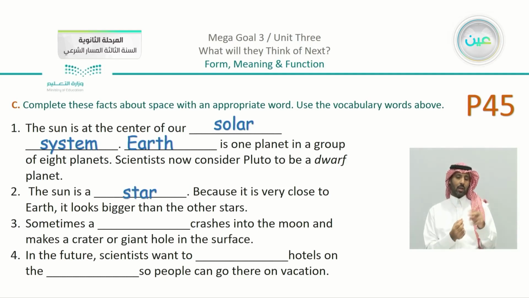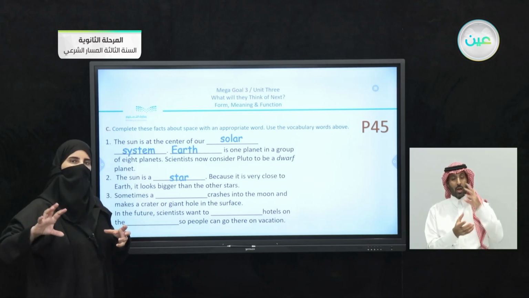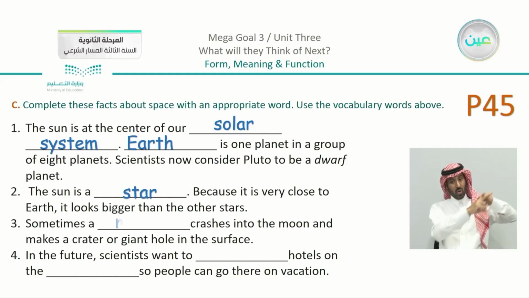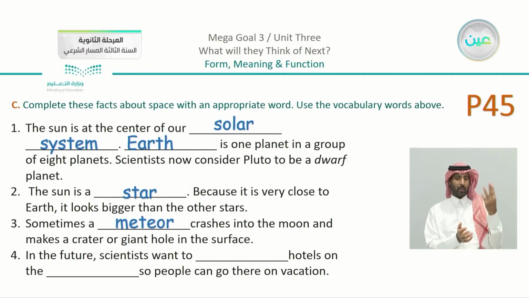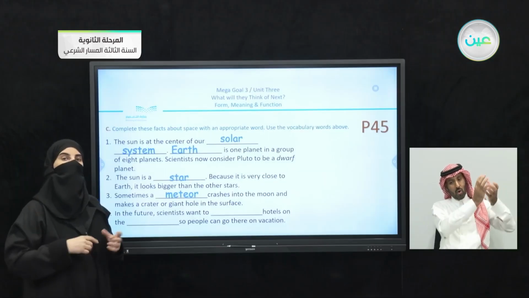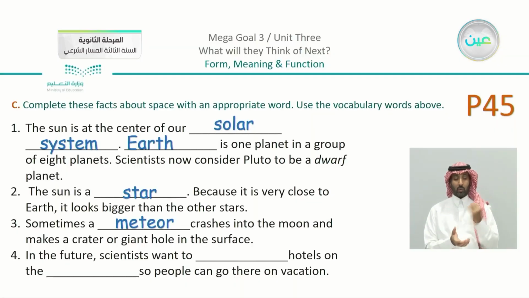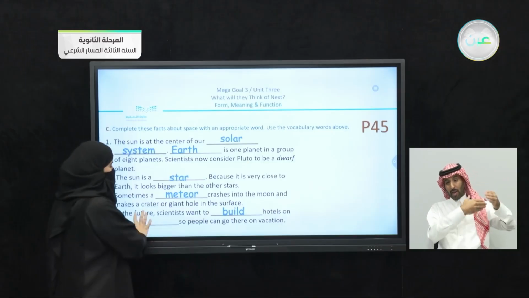Number 3, sometimes a blank crashes into the moon and makes a crater or giant hole in the surface. So what are the things that fly and sometimes crash into another planet or a satellite? We can say that we have here a meteor crashes into the moon. Then we have number 4, in the future, scientists want to blank hotels on the blank so people can go there on vacation. So this was the interesting lesson, the reading lesson, when we talked about tourism in space. So they want to, yes, build hotels, and the closest place to Earth is going to be the moon.